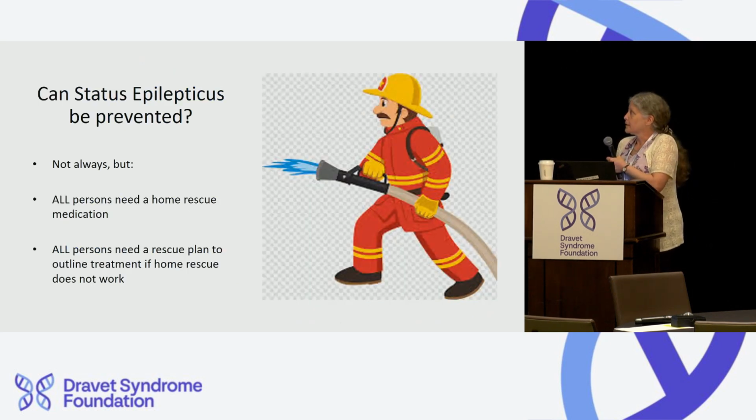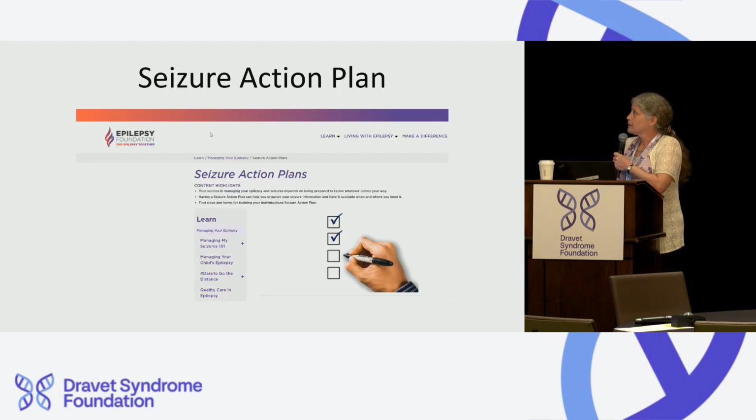So can status epilepticus be prevented? Not always, but I think if you have a home rescue medication and a plan as to what should be done if that home rescue medication doesn't work, at least we have the ability to have people treat much earlier. So we'll go through quickly a seizure action plan and what that should include. There's a number of different plans out there. Most of them are quite similar, and most of the medical record systems will actually have specific seizure action plans. This is just taken from the Epilepsy Foundation.